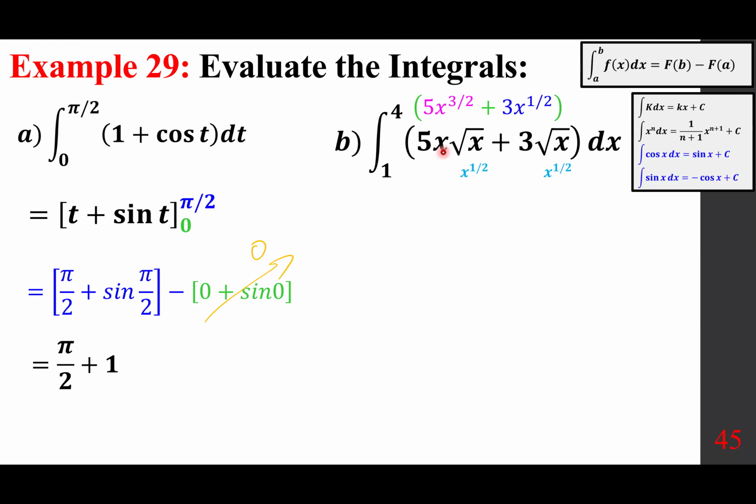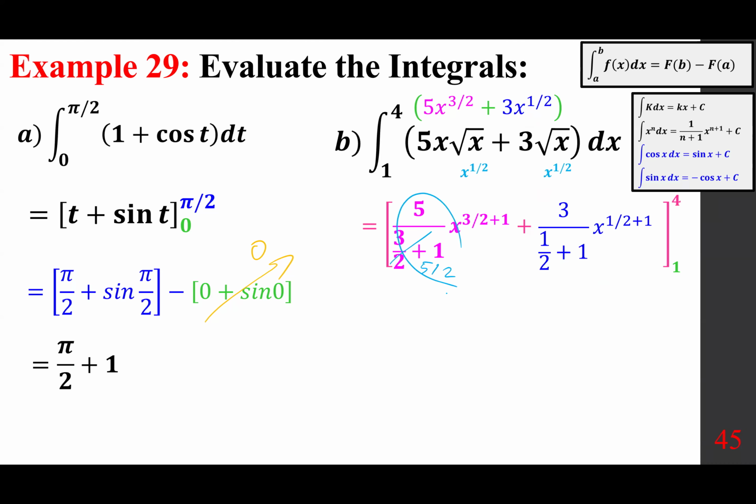So this becomes 5 over 3/2 plus 1 times x to the power of 3/2 plus 1. This becomes 3 over 1/2 plus 1 times x to the power of 1/2 plus 1. And of course, evaluate it from 1 to 4. This is 5/2, this is 2. 3/2, this is also 2. And so you're going to plug in 4, and you're going to plug in 1.